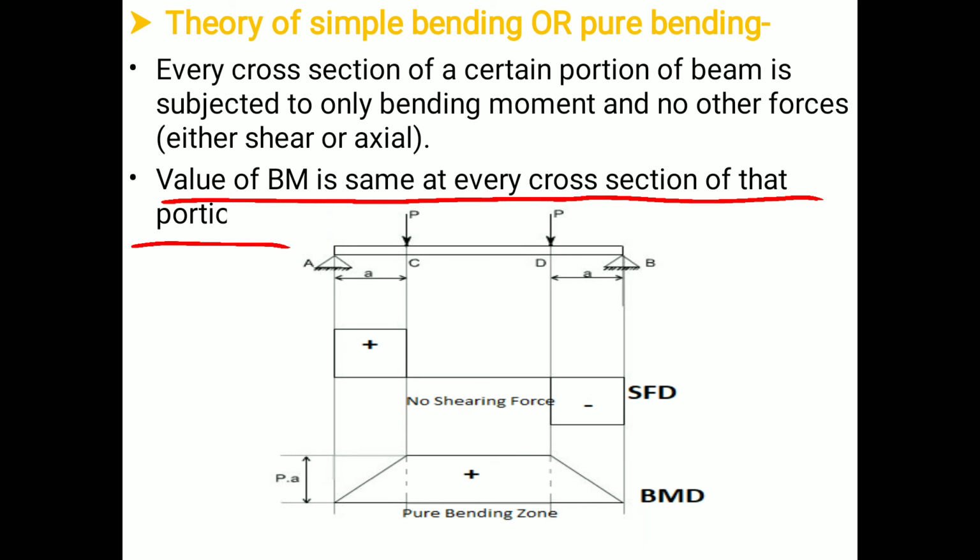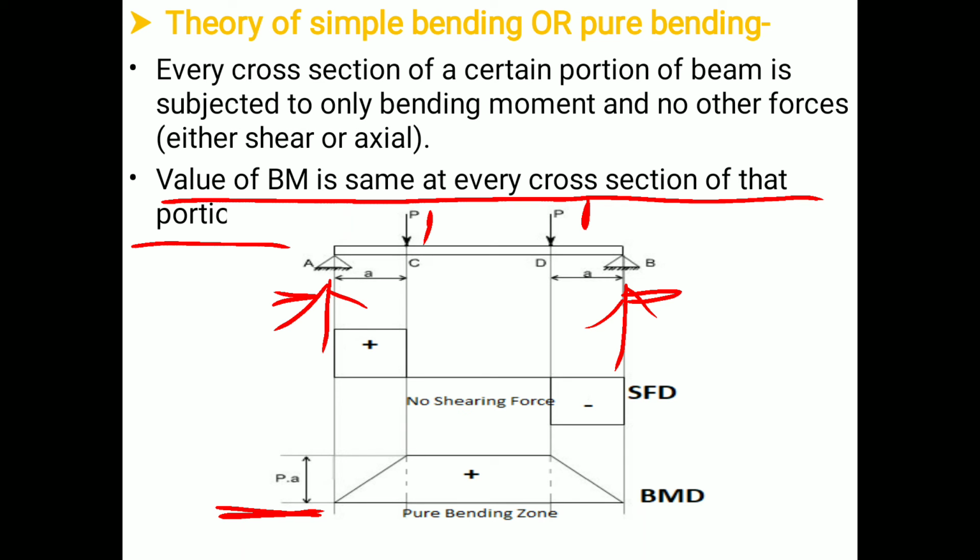Now, from the figure, consider a simply supported beam AB of span L. It is seen that for the portion CD, at any cross section there is only bending moment, and the value of that bending moment is P into A. From the figure, concentrate on a beam AB which is simply supported over its supports, and it is subjected to external load P at 2 points. This is one point, this is the second point.